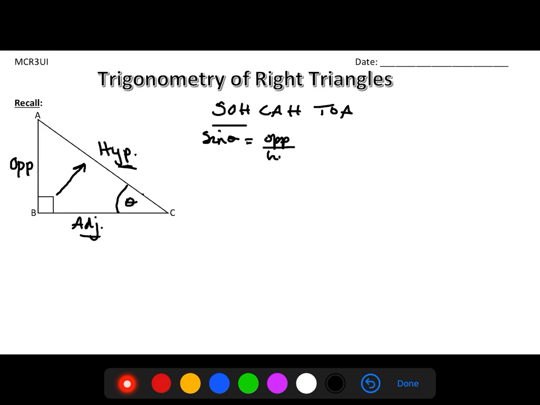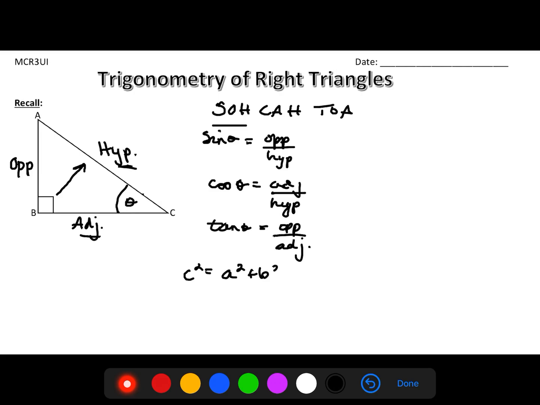And our ratios then get set up. Sine of theta, or our angle, is opposite over hypotenuse. Cosine ratio for theta is adjacent over hypotenuse. And tangent of theta is equal to opposite over adjacent. Okay, so each of our ratios works with an angle and two sides. As long as we know two of those pieces of information, we can find the third one.